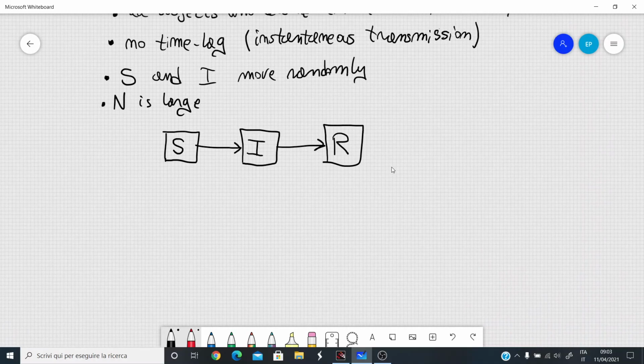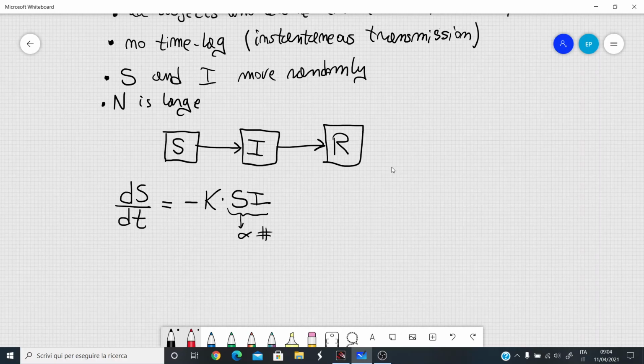So we have to find, for example, the rate of change of the susceptible, dS over dt. How does the number of susceptible change over time? Well, we know that the susceptible can encounter infectious people, and when they encounter infectious people, they will become infectious. So here I will have to put a minus sign and then some constant k, and I will put a product of S times I, because this product is proportional to the number of encounters. And here I have to associate this equation with the initial condition S of 0 equal to some S sub 0.